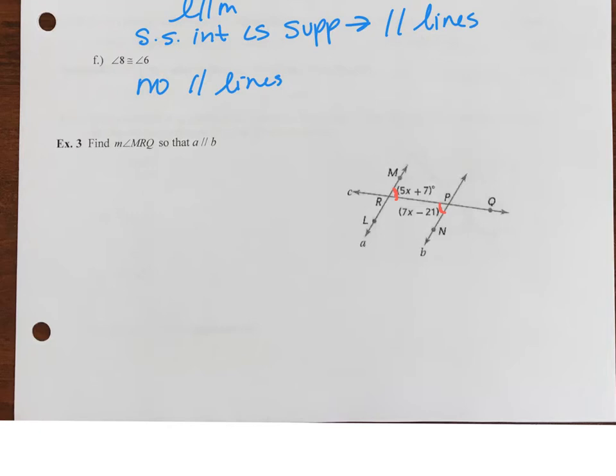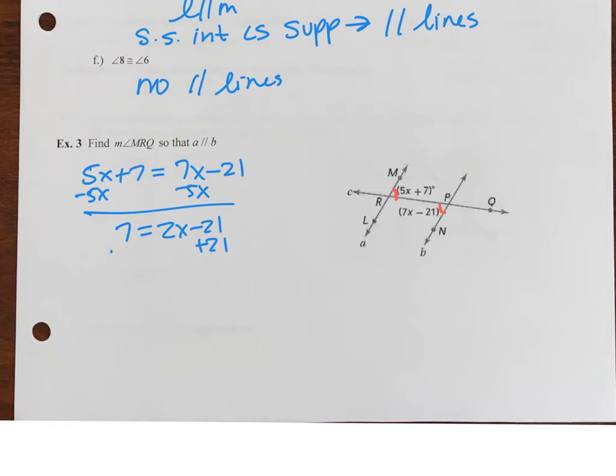So let's go ahead and solve for x. Let's take 5x plus 7 and set that equal to 7x minus 21. Now I have an x term on both sides. Why don't we eliminate one x from one side? And we'd have 7 equals 2x minus 21.